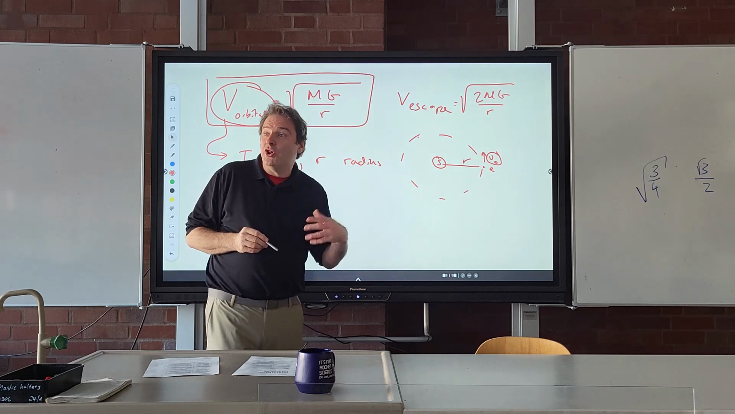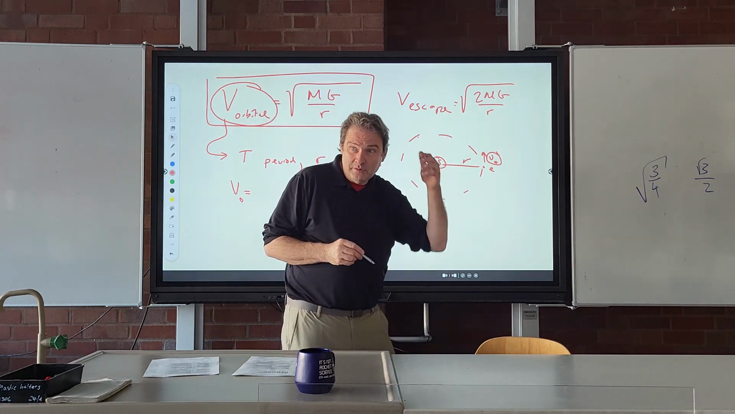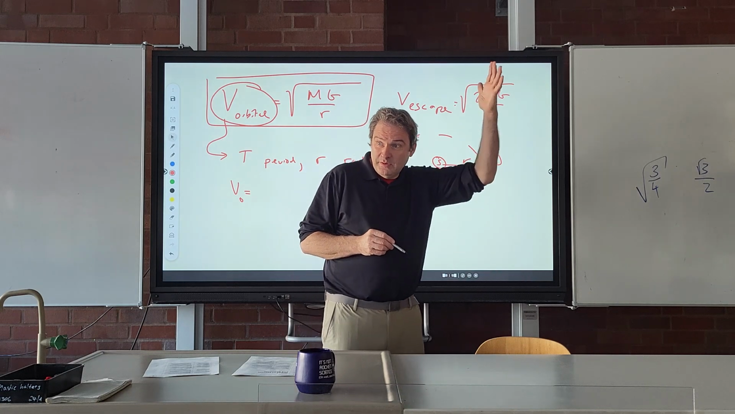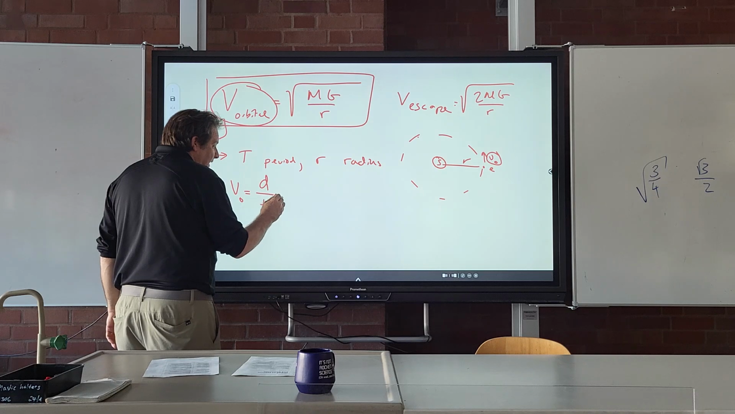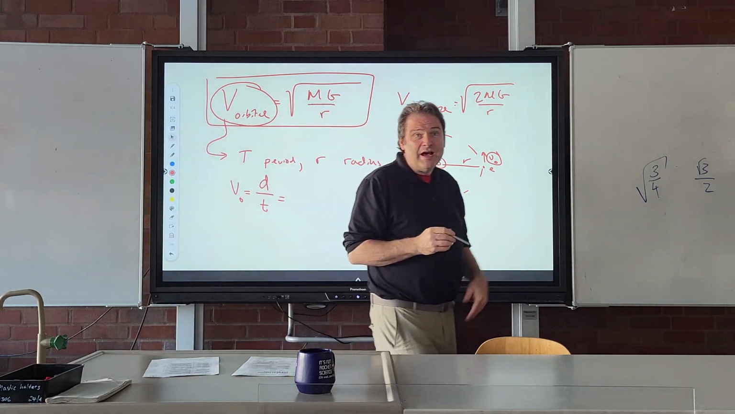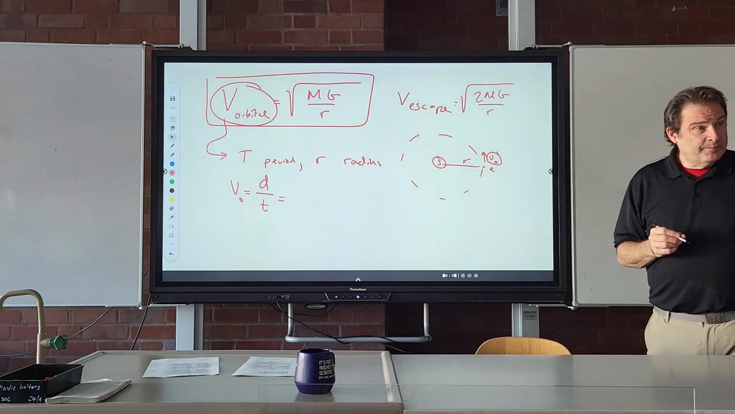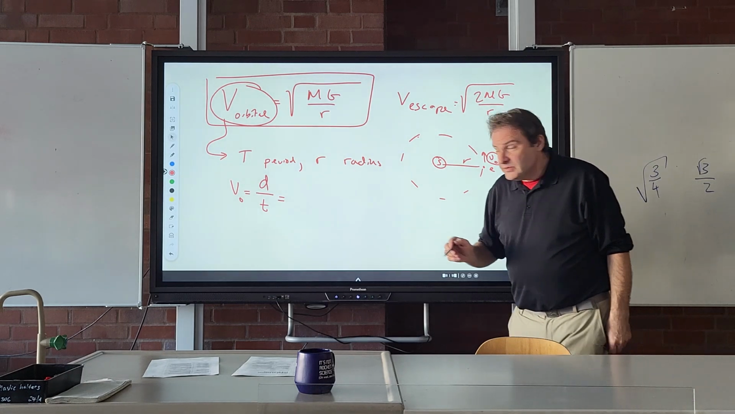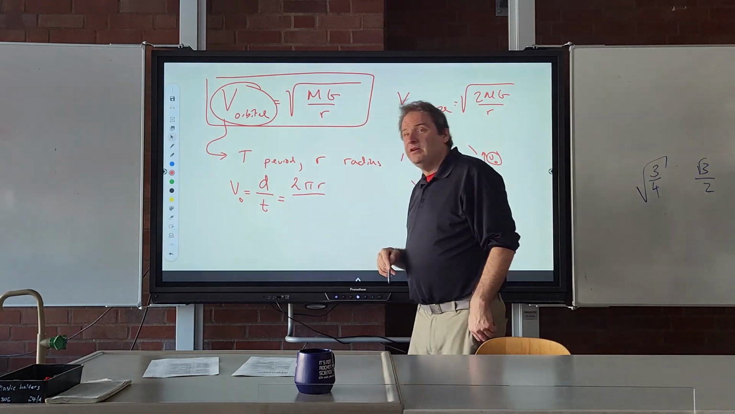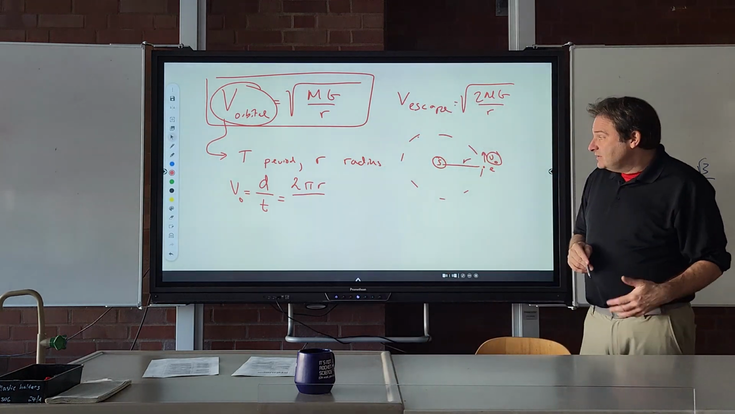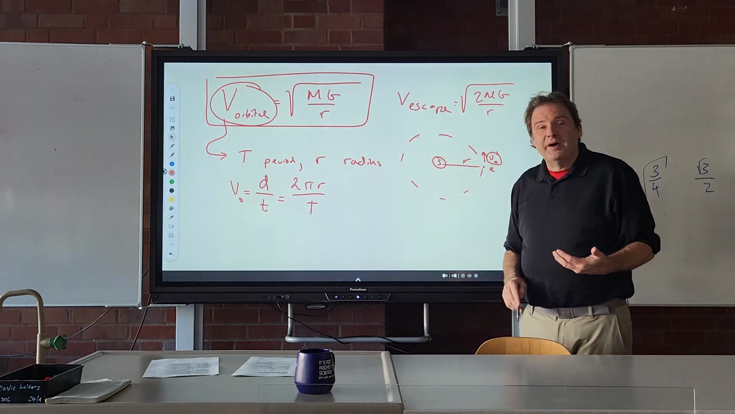Orbital velocity is a velocity, a speed. Speed is equal to distance divided by time. We're looking at how far does it go divided by how long it takes. How far does it go? 2 pi r. So we have 2 pi r, and the time is of course T. So we can say VO is 2 pi r over T.